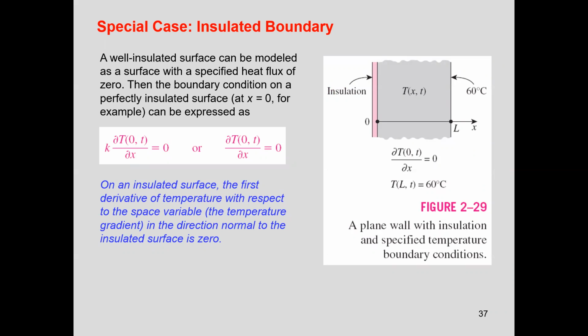When we have a special case like an insulated boundary, it can be modeled as a surface with a specified heat flux of 0. Then the boundary condition of a perfectly insulated surface at x equal to 0, for example, can be expressed in a simple formula like this. On an insulated surface, the first derivative of temperature with respect to the space variable, the temperature gradient, in the direction normal to the insulated surface is 0.